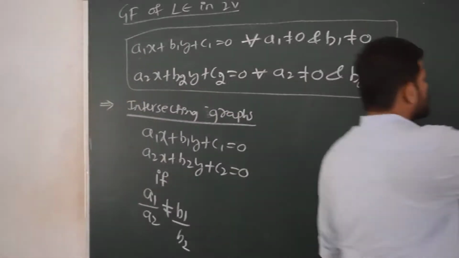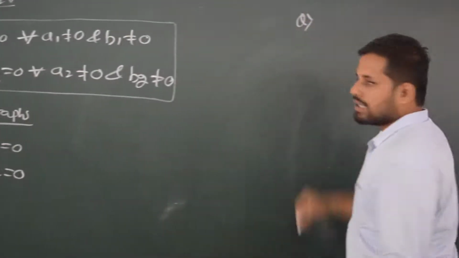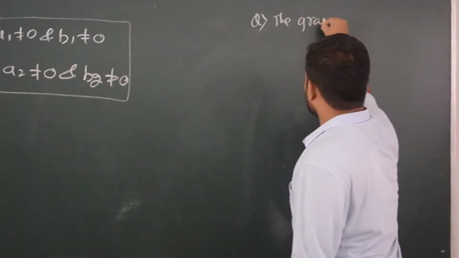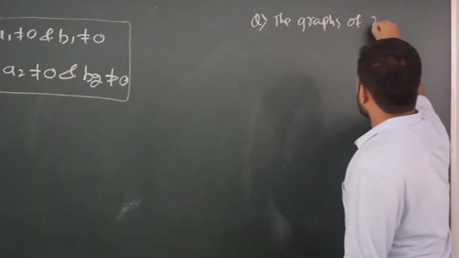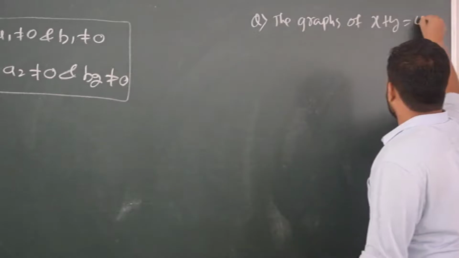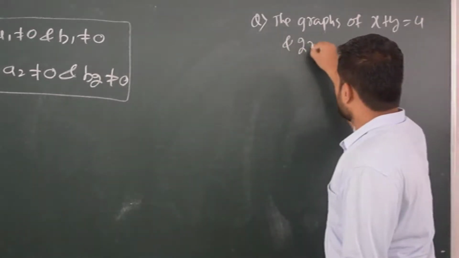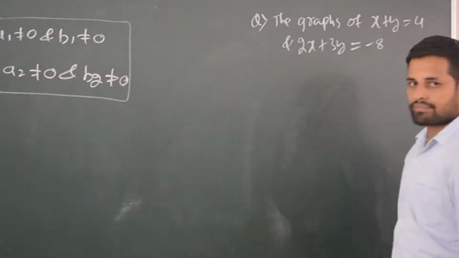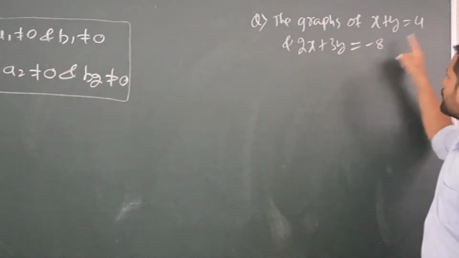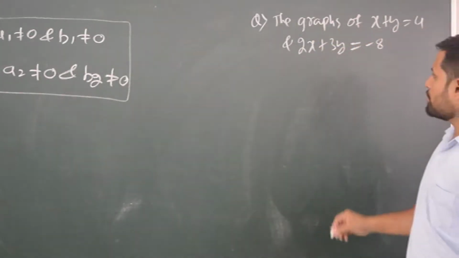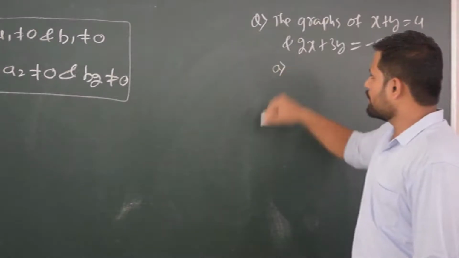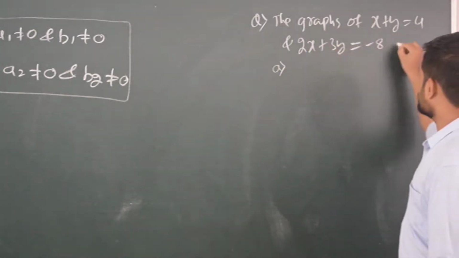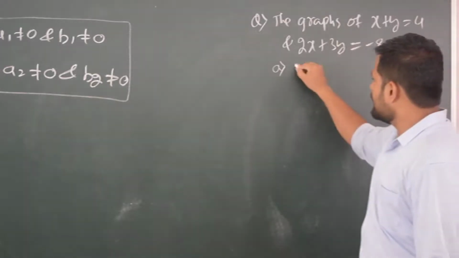And now what kind of question will they ask with this? You will get it clarified. Now they will ask you the graphs of x plus y equal to 4 and 2x plus 3y is equal to minus 8. They will give you 4 options. The first option: the graphs of these equations are intersecting.